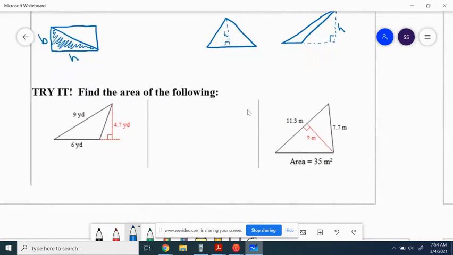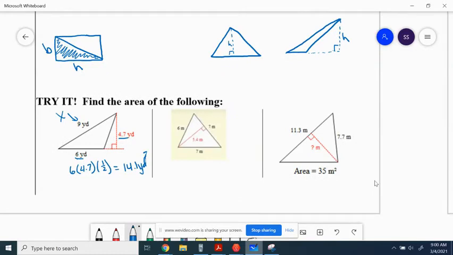We need to find the area for this triangle here. Remember, this is not the height, okay? We're going to do base times height and then divided by 2. So it's just 6 times 4.7 times 1/2. And that will get you 14.1 yards squared. Okay, we got another couple examples here.